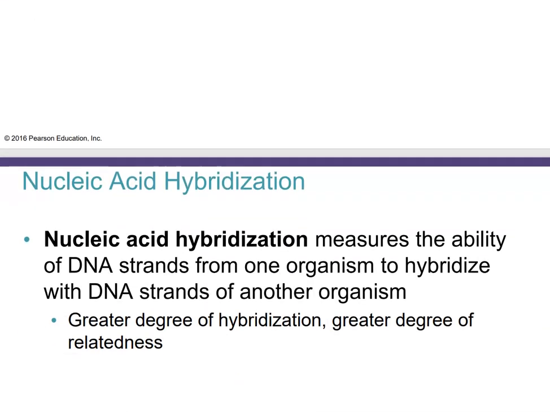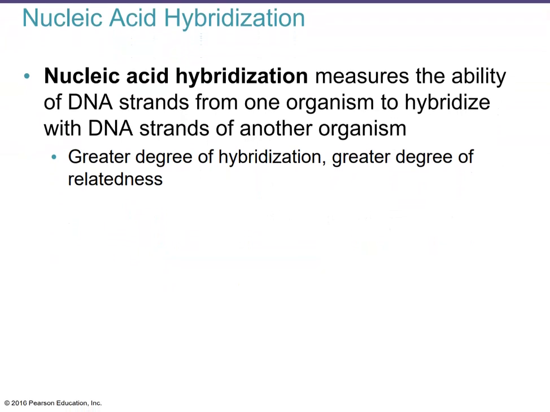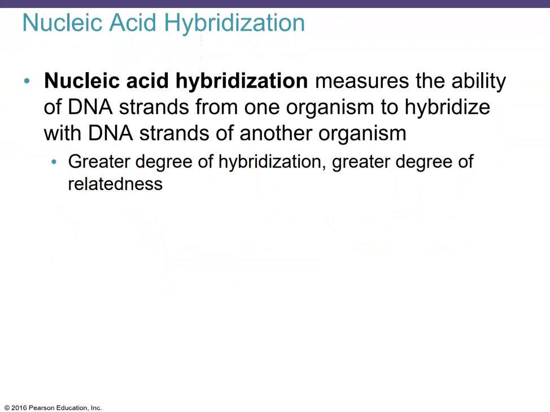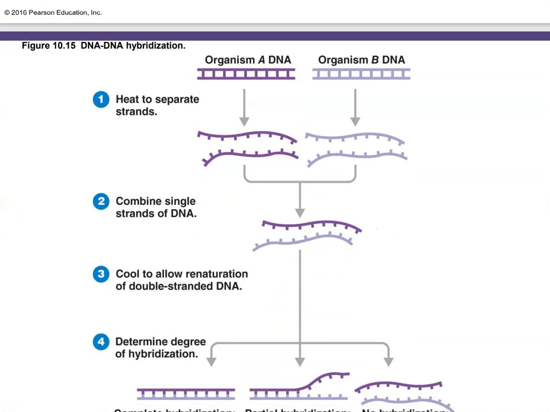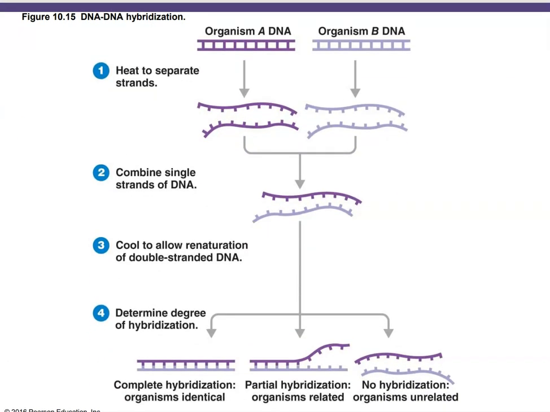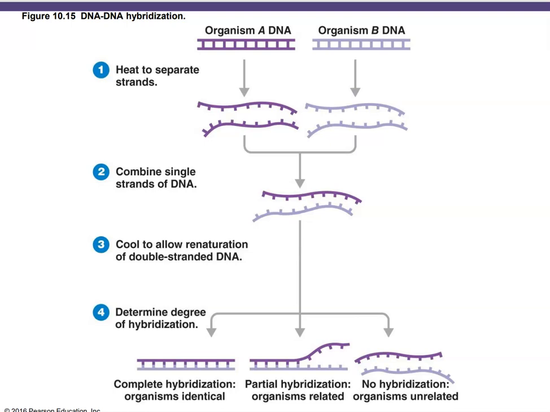Okay, so here, nucleic acid hybridization, it's a little bit different. You're still separating out DNA pieces by size, but then you're coming in with a labeled probe, and you're looking for a matching sequence on the DNA pieces that you have separated by electrophoresis. So that's nucleic acid hybridization. Here's an example of that. So DNA hybridization. So you have two organisms, A and B here.